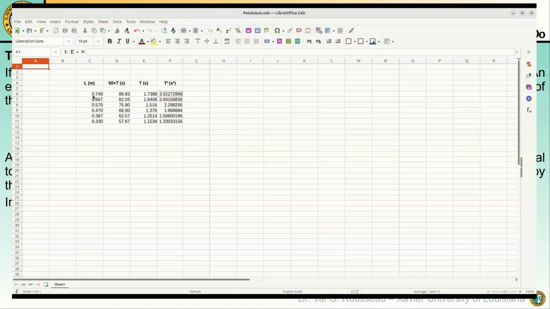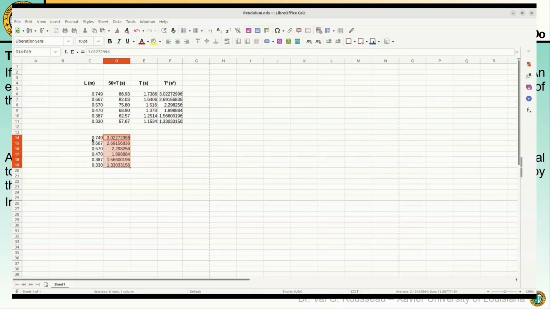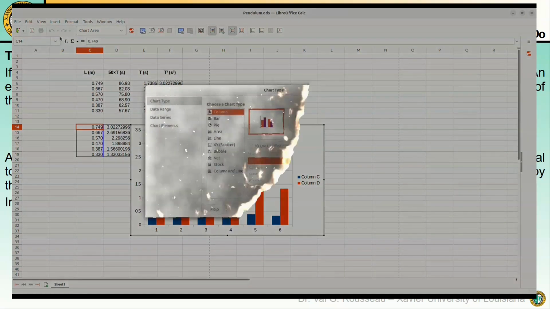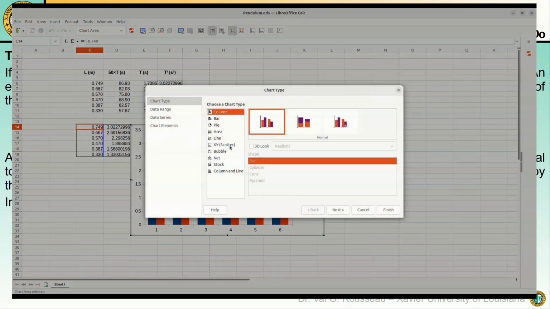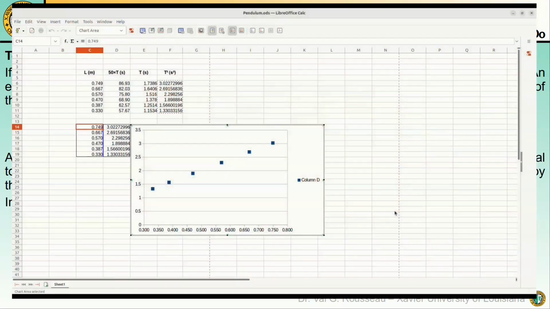Now, we want to plot the fourth column as a function of the first one. So, let us make copies of them. And now, we can select them and insert an XY scatter plot. As expected, the data points seem to fall on a straight line, so let us check that by adding a linear trend line.